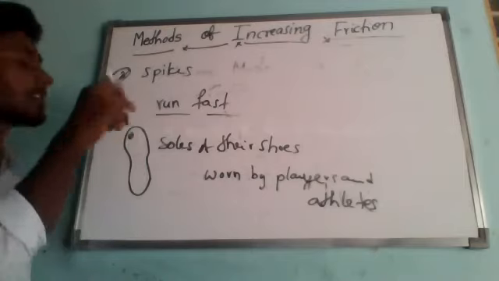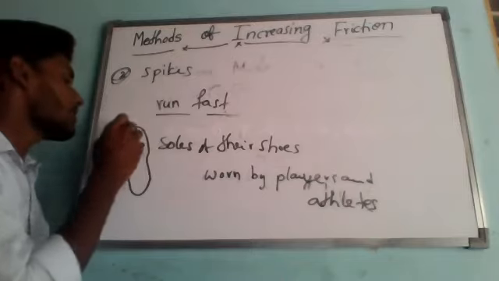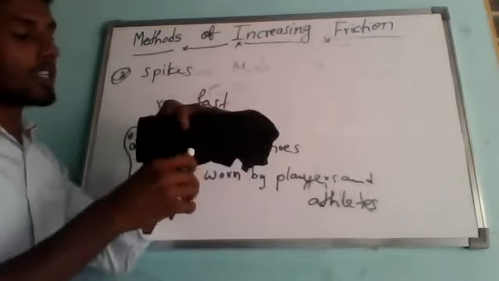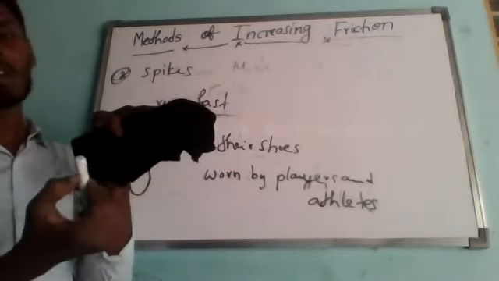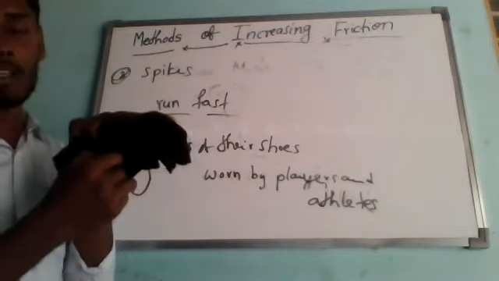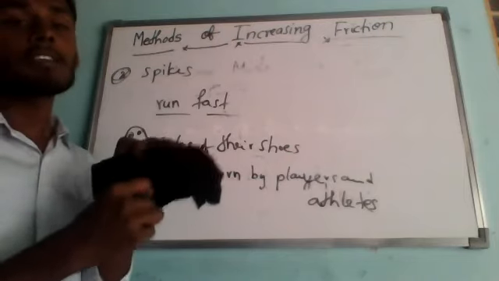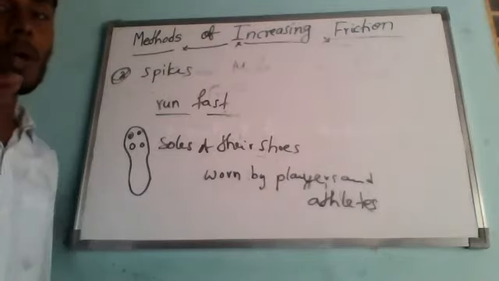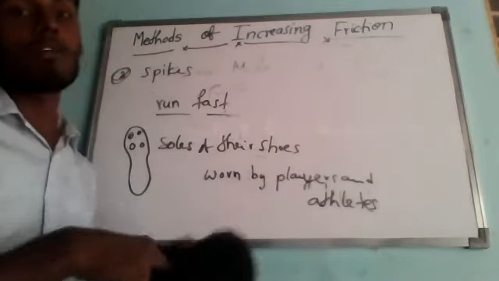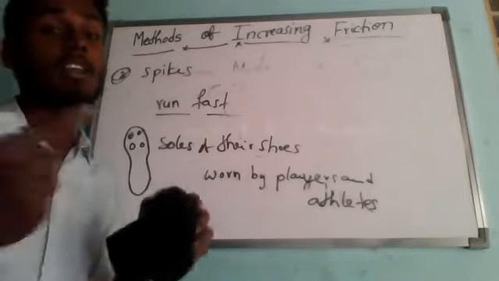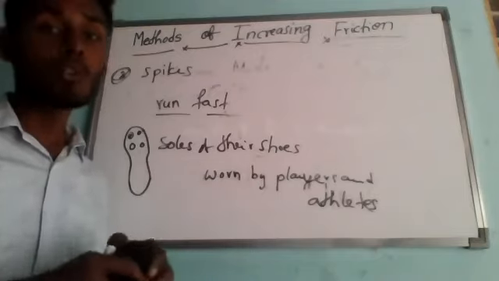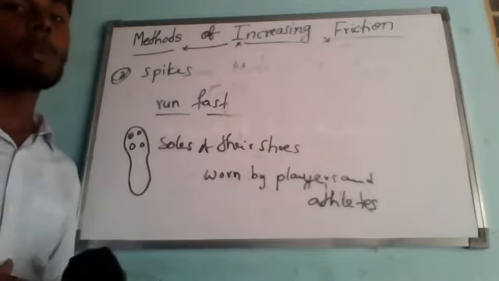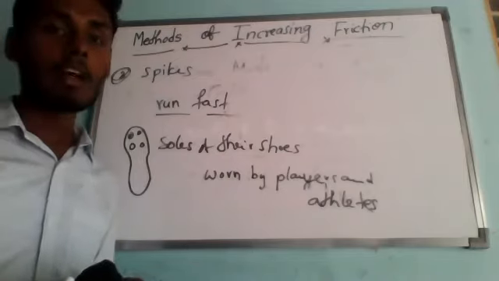These are called extra fittings. If you consider this the sole of the shoe, it has a small extra fitting, about one inch, coming out. That is called spikes. These spikes are pointed nails which get into the ground when athletes or players are running, and they increase the friction between the shoes and the ground. This prevents slipping of the player or athlete while running.